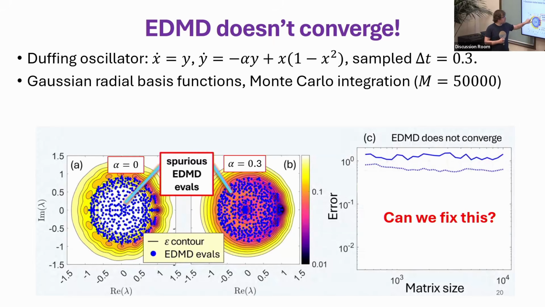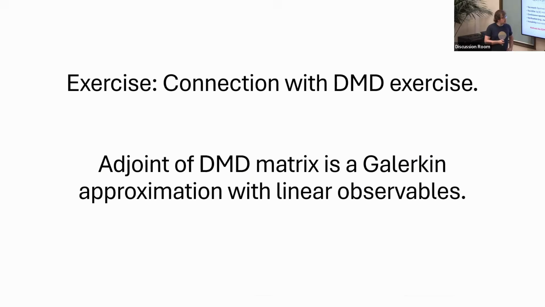I think I was talking about the non-dissipative case where alpha is 0. In that case, you actually get spurious eigenvalues on the inside, and that's because the method itself induces dissipation. So effectively you have dissipation. It's again going to be kind of the whole unit disk.